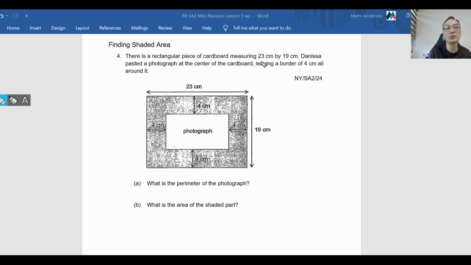Let's underline some of the keywords over here. We have the length and breadth of the cardboard. There's a photograph that's pasted in the center and have a border of 4 cm. So first, let's organize the information. We need to find the perimeter of the photograph. So the item that we should focus on is the photograph.